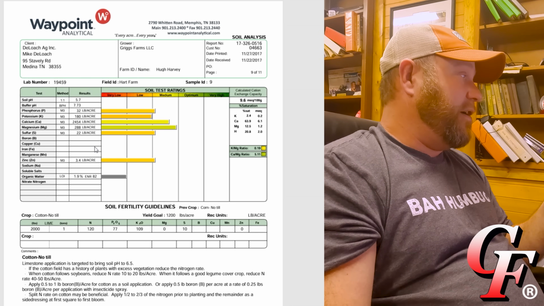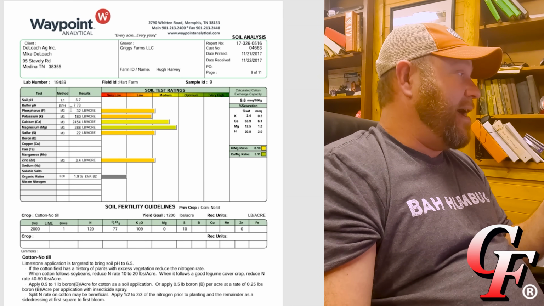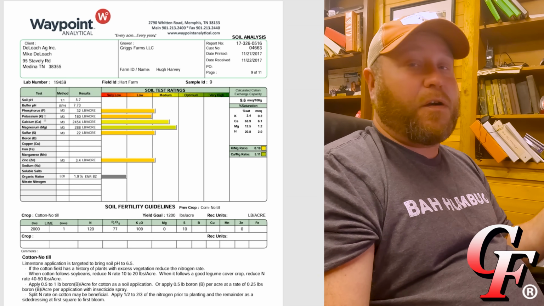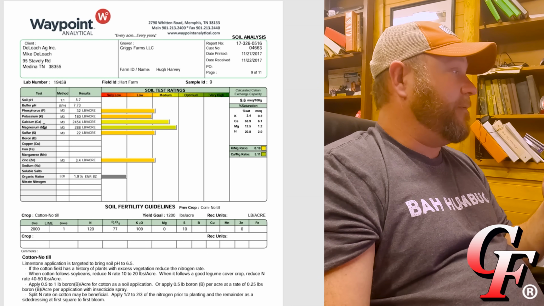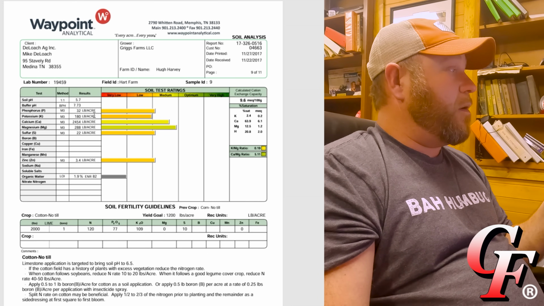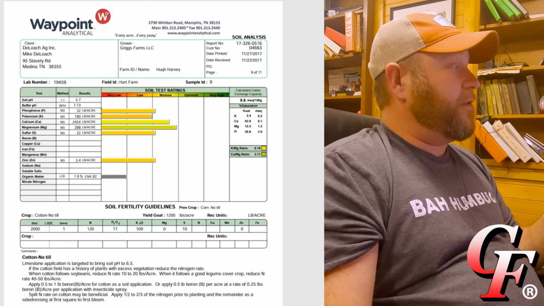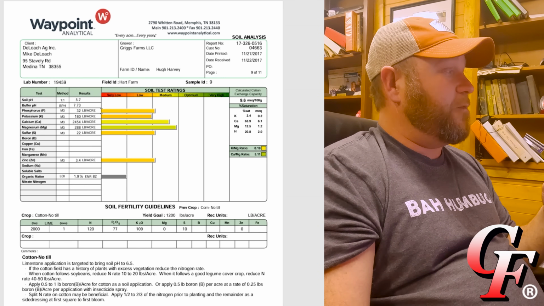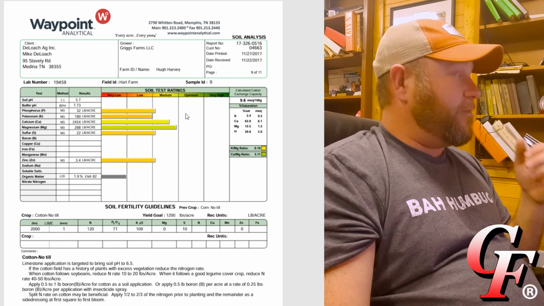Now looking here at your phosphorus, phosphorus is going to be an anion, whereas your potassium, calcium, and magnesium are going to be cations. So they need to be treated a little bit differently. Now, for phosphorus, what we want to look for is around 70 pounds of phosphorus in the soil. That should get you right around the optimum level of phosphorus in the soil.